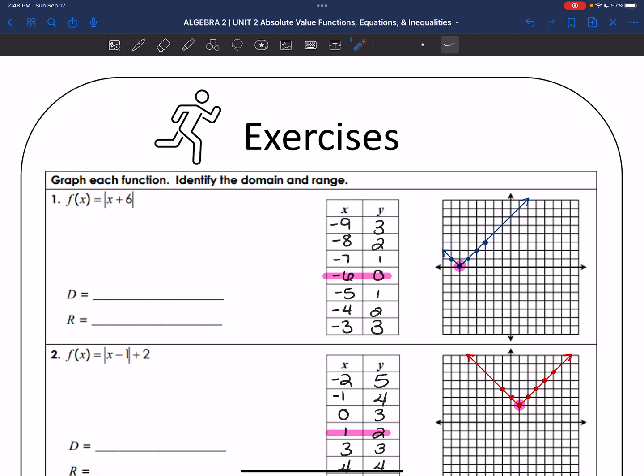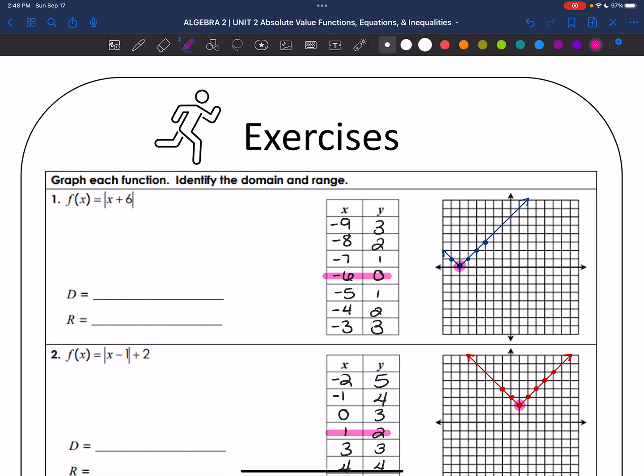So that's pretty cool. I love using the technology that we have in order to be able to do this. And it's important that you can use technology in order to do it. It's actually one of your learning goals as an Algebra 2 student to be able to graph using technology. So now that we've got that, let's answer the question, the domain and the range.